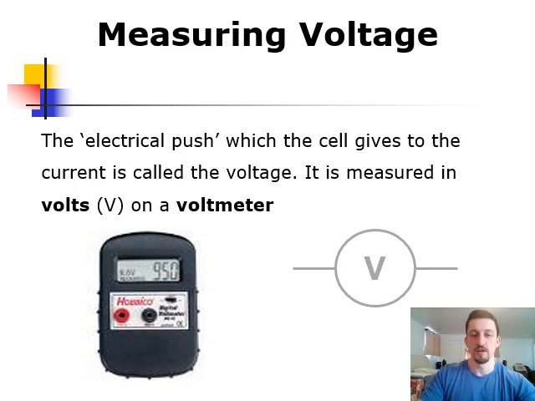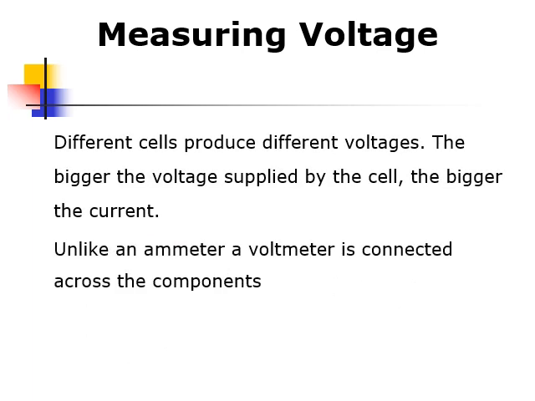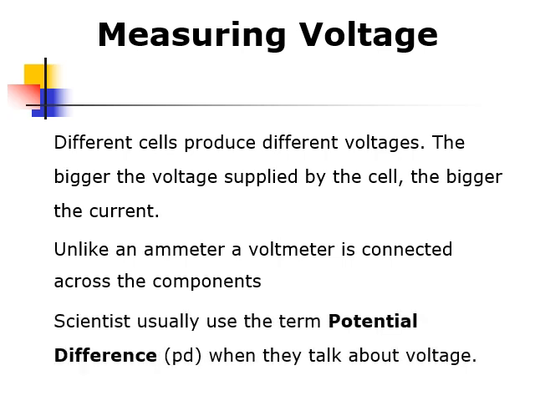All the names are pretty much the same thing. And then here we see a picture of what a voltmeter might look like and how we would draw a voltmeter in a circuit diagram. Basically you just draw a circle in your circuit, put a V in it, and we know that that's a voltmeter. When we talk about measuring voltage, the first thing we need to know is that different cells produce different voltages. Depending on what battery or power source you're using, you're going to have a different voltage applied to your circuit, and the bigger that voltage is, the bigger the current is going to be.